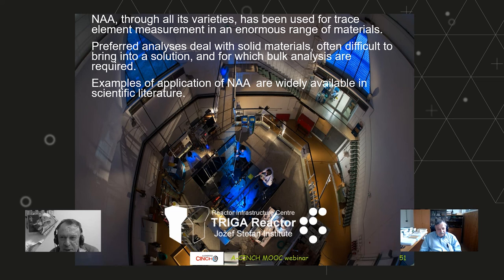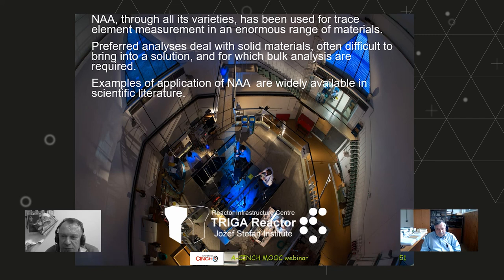A very nice presentation, comprehensive and also fascinating for the results that you presented at the end. Very, very nice. And I have a question. In your opinion, when can you consider prompt gamma neutron activation analysis mandatory? Because I think that the facility for prompt gamma is quite complicated or quite difficult, or not.